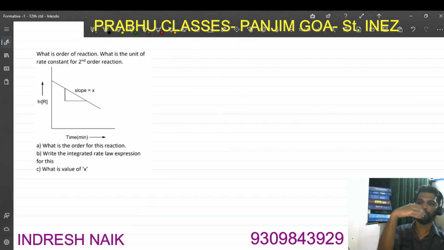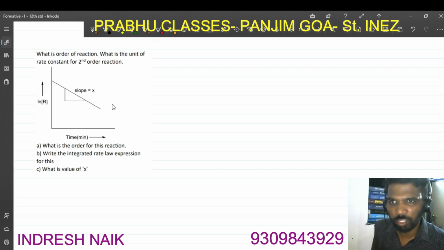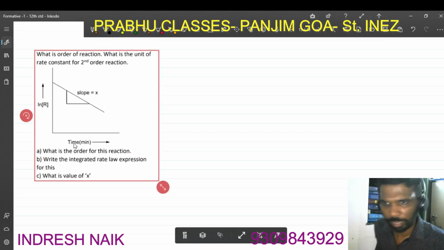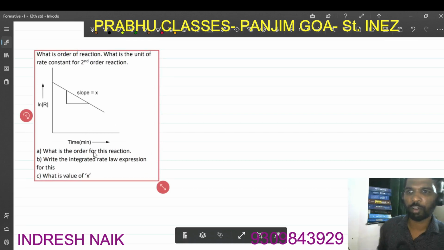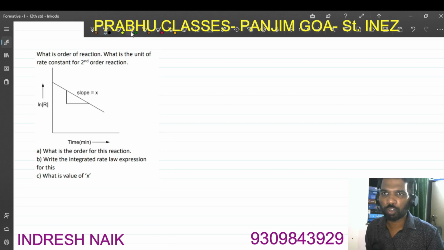Okay, here is the question. What is the order of reaction? What is the unit of rate constant for the second order reaction? This is one question. And second, they have shown a graph, and with respect to that graph also they have asked a question. First we'll solve this first order reaction. What is the order of the reaction? It is the sum of the powers to which concentration terms are raised in a rate law expression. This is the definition of the order of the reaction.